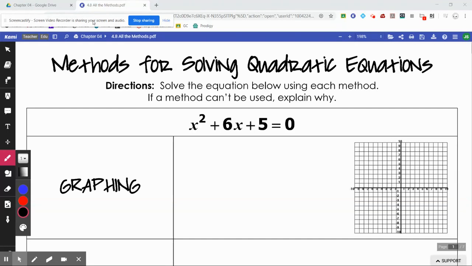Okay, now we're actually going to combine all the methods into one video. Methods for solving quadratic equations. It says directions, solve the equation below using each method. If a method cannot be used, let's explain why.